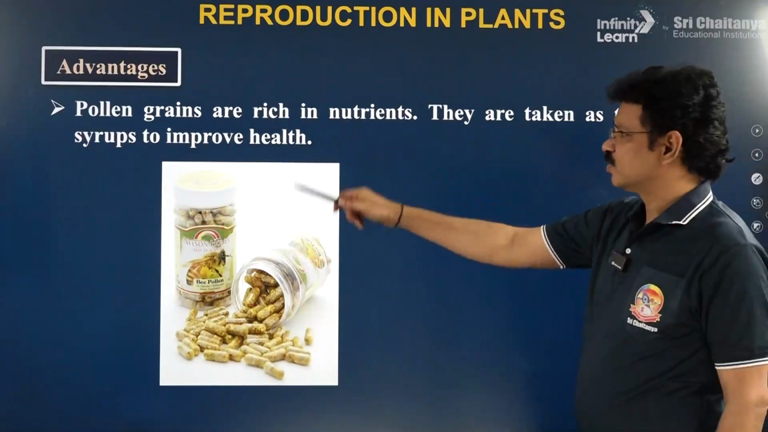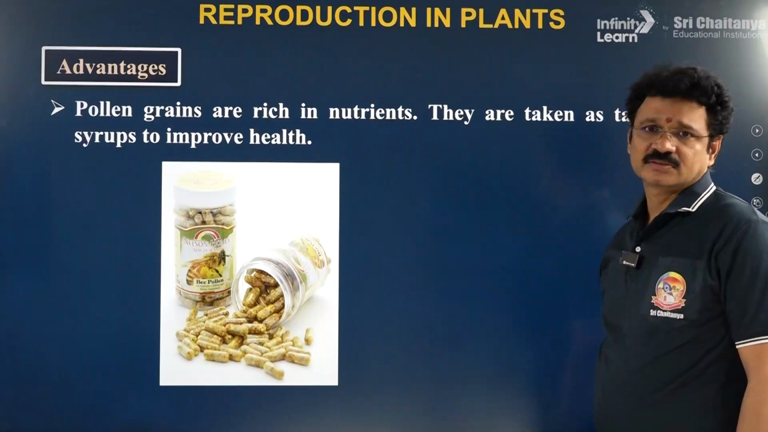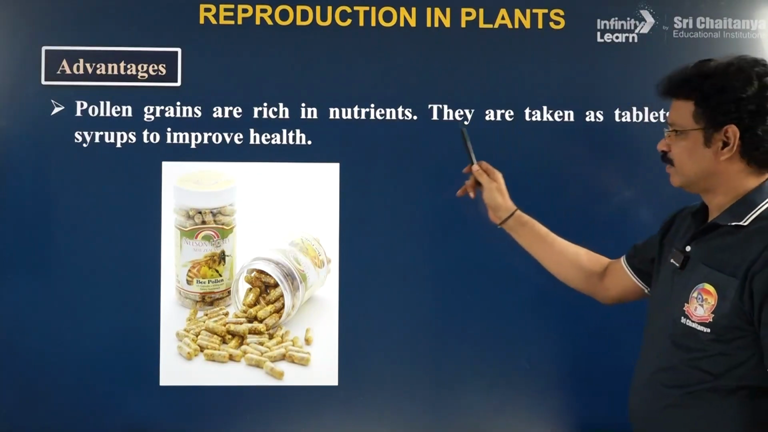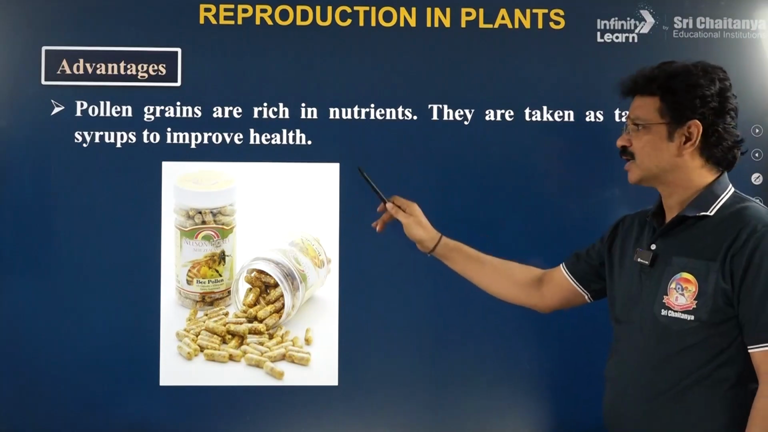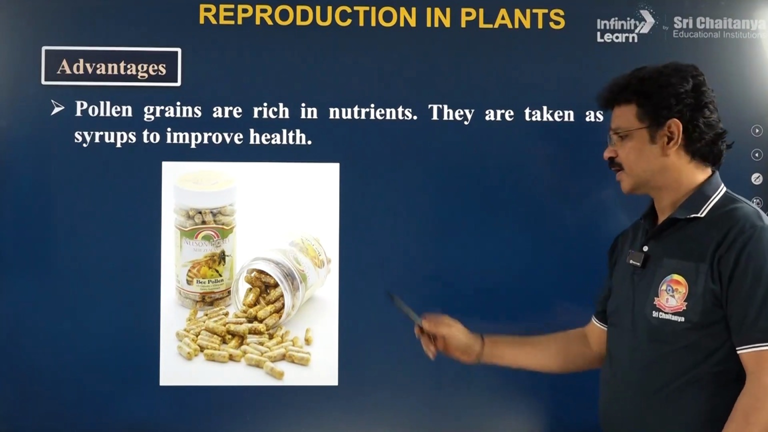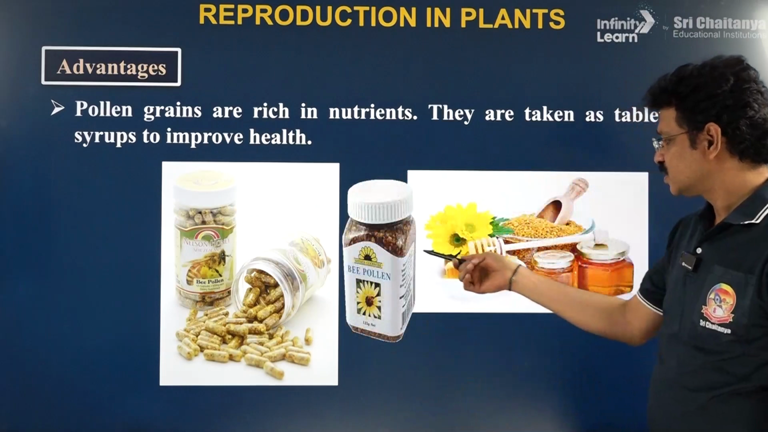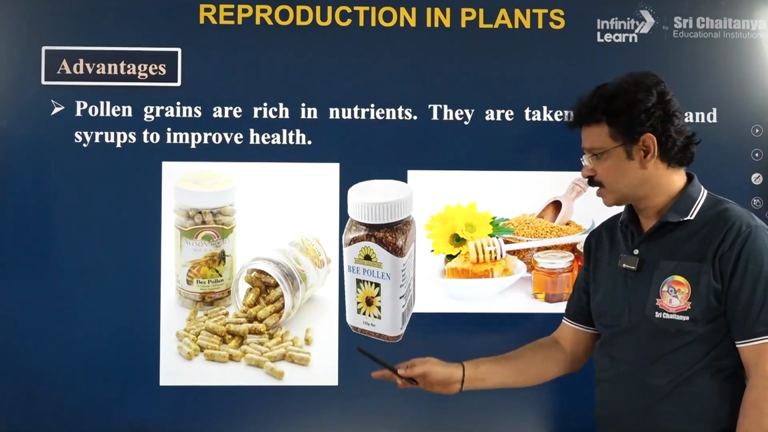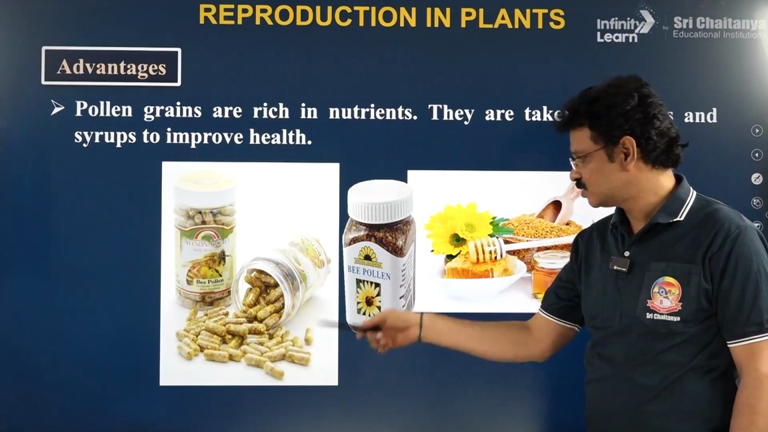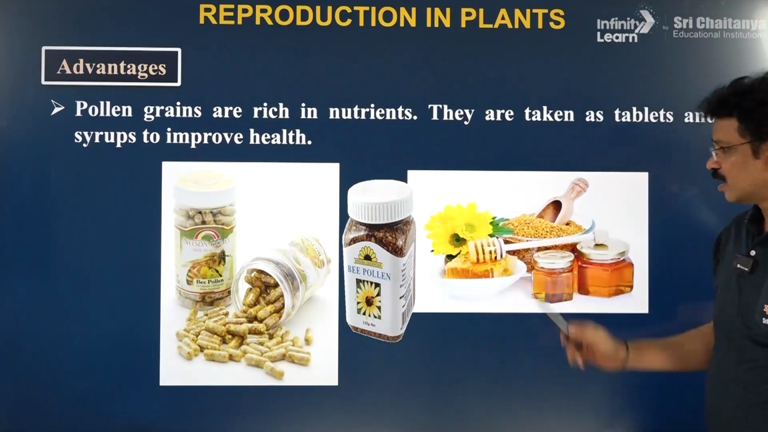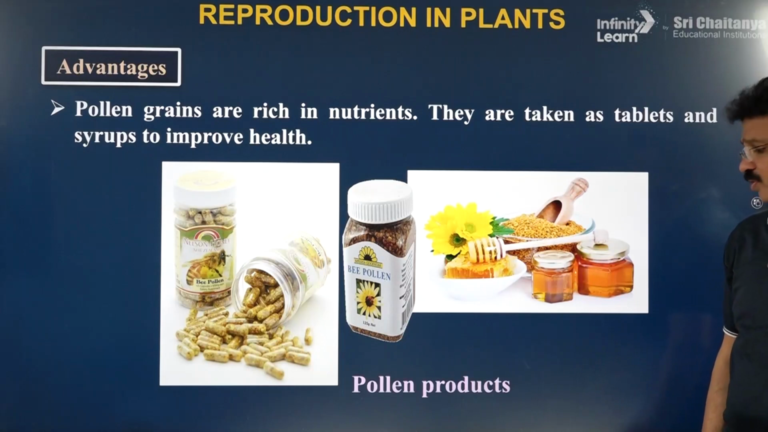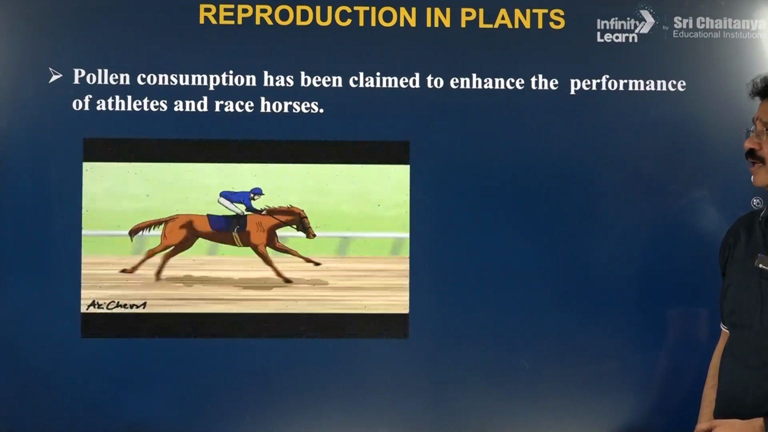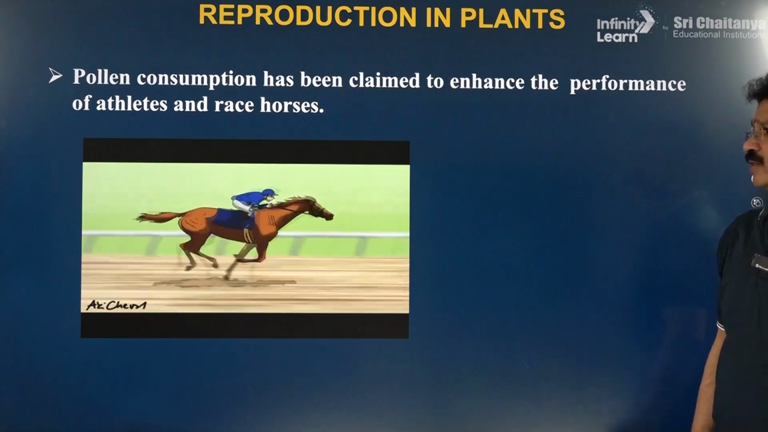Advantages of the pollen grains. Pollen grains are rich in nutrients, especially proteins and some vitamins. They are taken as tablets or syrups, or other kinds of food supplements for health conditions. All these are pollen products. These pollen grains are available in the market in the form of pills, capsules, tablets, powder or syrups also. All these pollen products are more beneficial for human health.